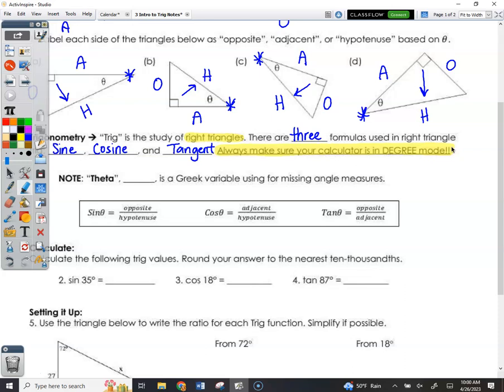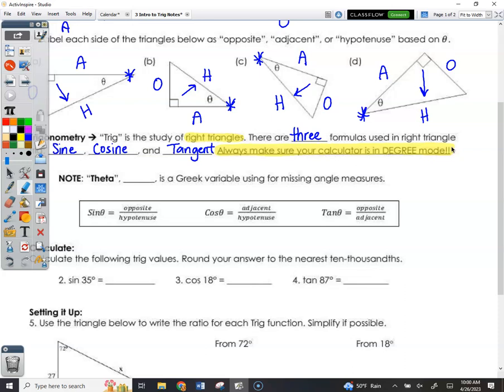The good news is, if it's in the wrong mode, the answer is so wrong, it looks off. Like, it won't make sense. So you can catch yourself if you forget to change it. How do you change it? Hit the mode button. You will see a menu pop up. You will notice where it says radian, degree. You just need to make sure degree is highlighted.